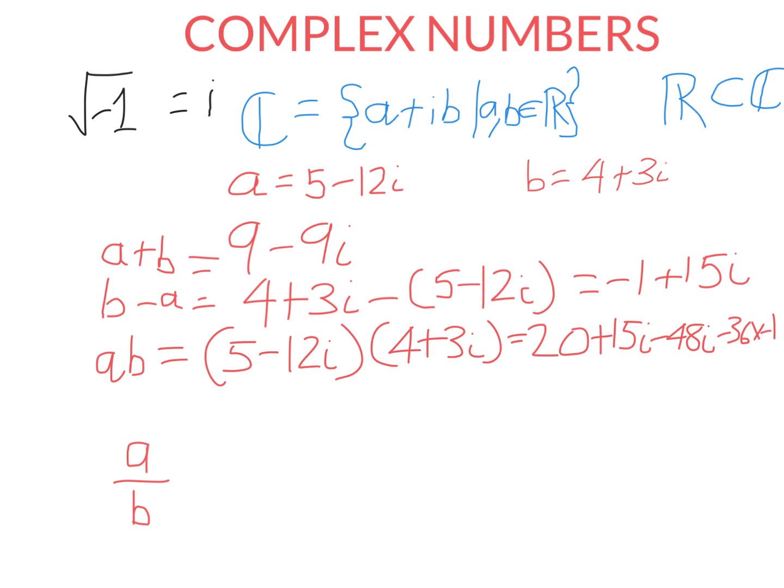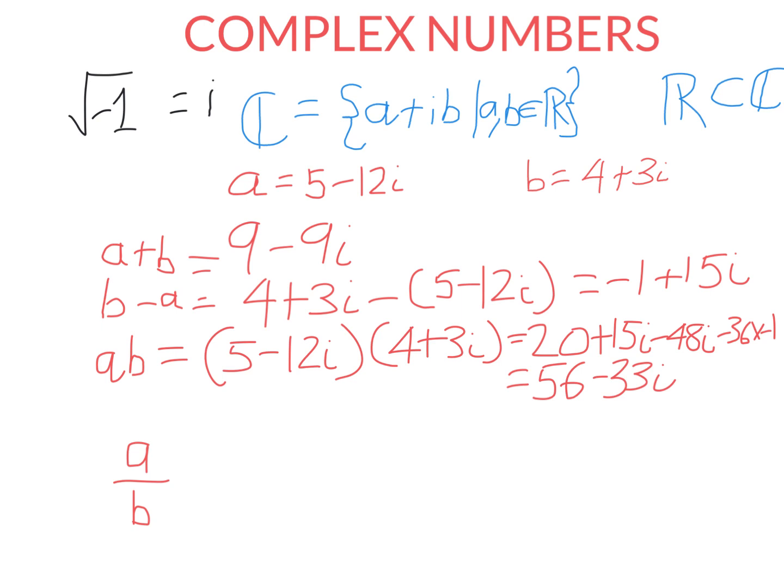So the idea when you're expanding brackets like this, you need to multiply everything in the first bracket by everything in the second bracket. I need to take 5 and multiply it by each of these. Then I need to take negative 12i and multiply it by each of these. All right, let's now make this a little simpler. We take the real and imaginary parts separately. 20 plus 36 gives us 56. 15i subtract 48i is negative 33i.